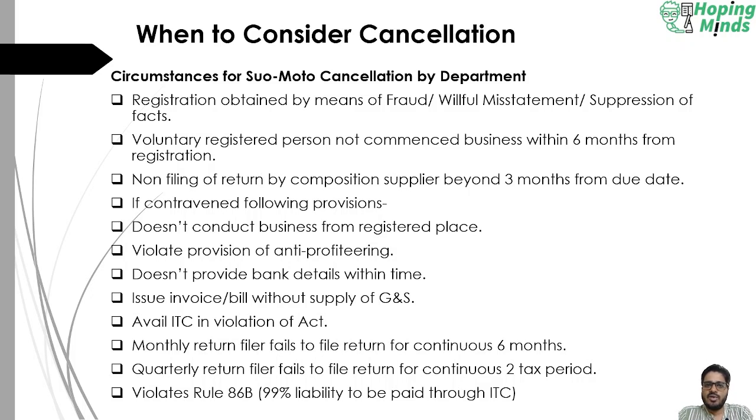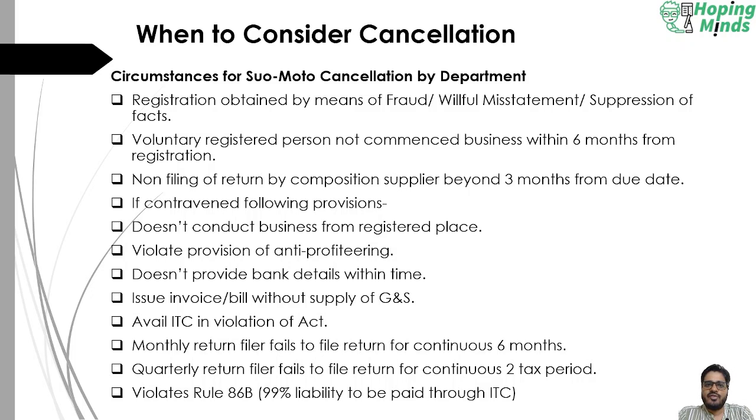A taxpayer who got enrolled under GST voluntarily but did not commence his business within 6 months from the date of registration, the department may suo motu cancel his registration. Then, non-filing of returns by a composition supplier beyond 3 months from the due date. Composition suppliers are required to furnish their return quarterly, and if they fail to submit the quarterly return beyond 3 months from the due date, then the department may suo motu cancel the registration.